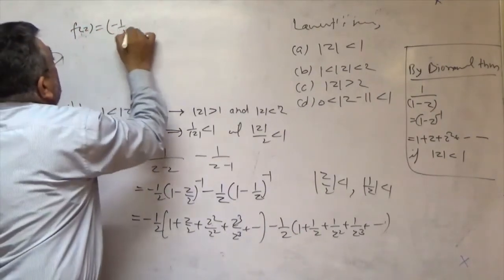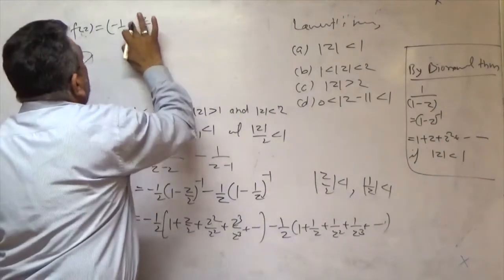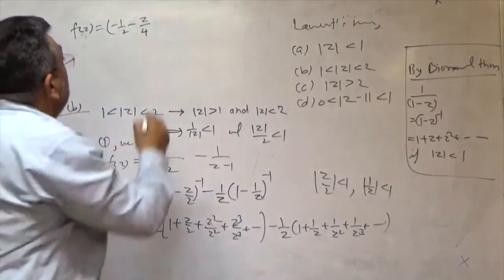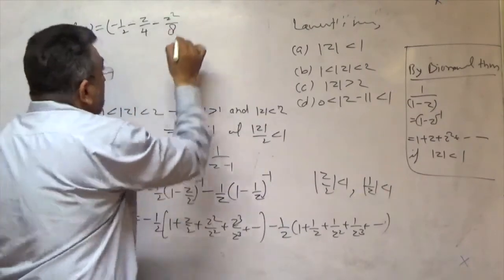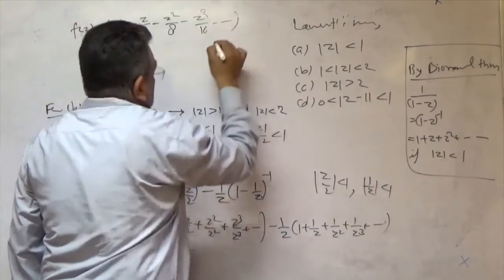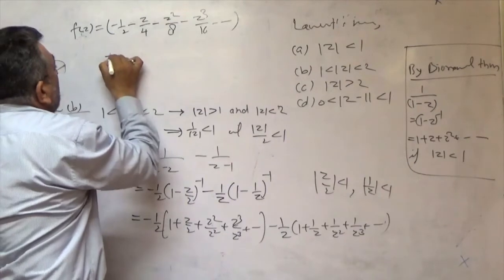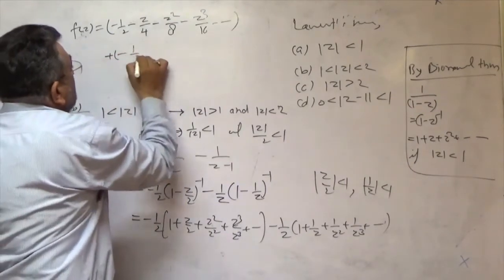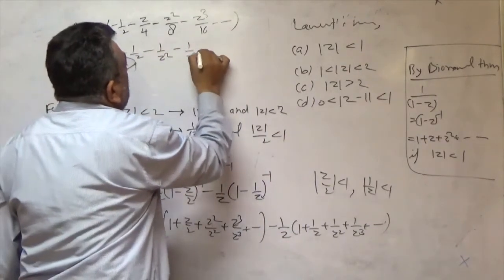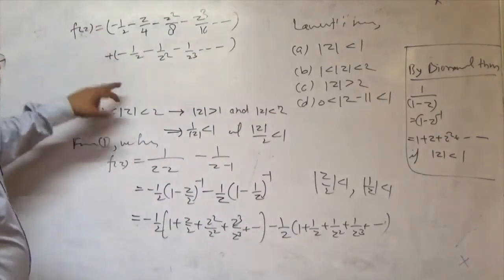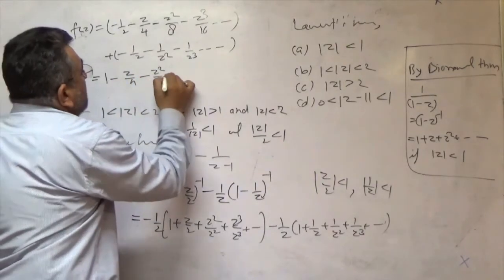Open the bracket, that is minus 1 by 2, 1 plus z by 2, z by 4, minus, that is minus, because minus 1 by 2 is taking inside it. That is minus z square by 8 minus z cube by 16 minus 1. In second bracket, again minus 1 by z is inside the bracket. This is minus 1 by z minus 1 by z square minus 1 by z cube and so on. Minus 1 by 2 is 1. So here 1 minus z by 4 minus z square by 8 plus 1.